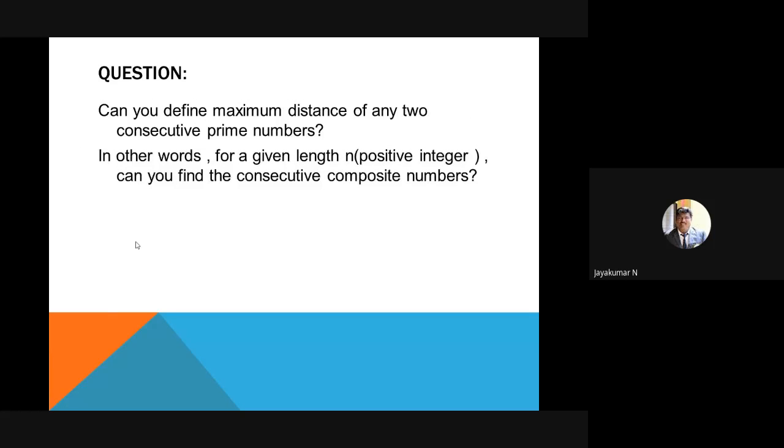In other words, for a given length n, a positive integer, can you find consecutive composite numbers? Suppose I give a length 10. So can you find 10 consecutive composite numbers? Suppose I give 100. Can you find 100 consecutive composite numbers?